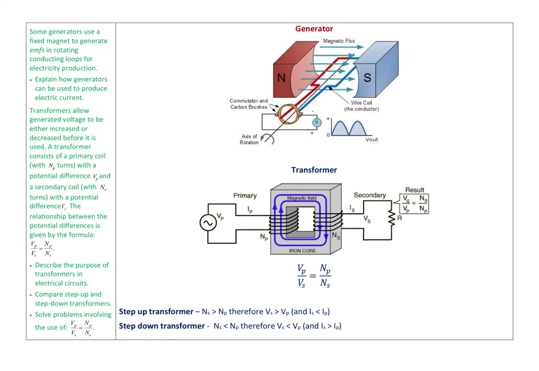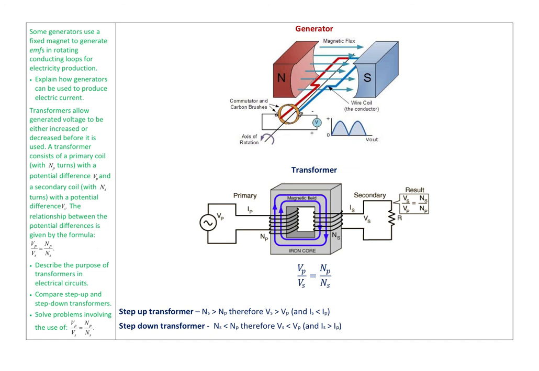In a step-down transformer, which is maybe what's more common in an electricity grid, the number of coils in the secondary coil is less than the number in the primary coil. Therefore, the voltage in the secondary coil is less than the voltage in the primary coil, but the current in the secondary coil will be greater than the current in the primary coil.